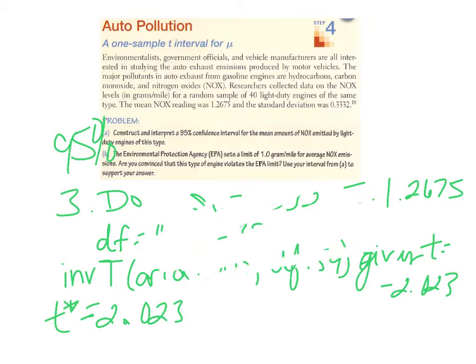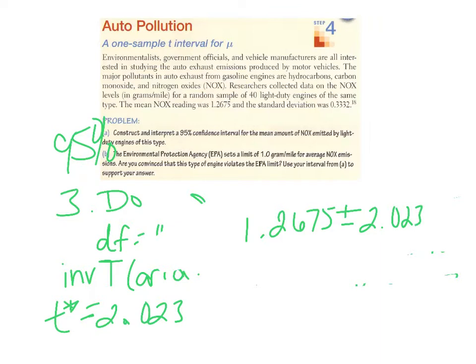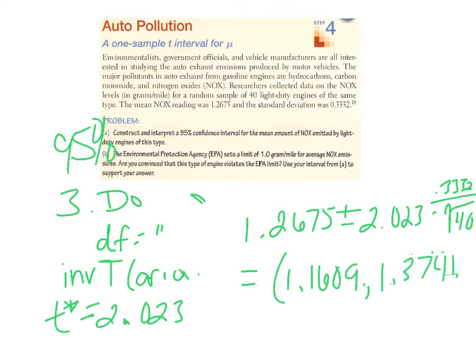So when I plug that into my formulas, let me give myself some space to do that. Okay, here we go. So when I plug that into my formula, I get my statistic, which is 1.2675, plus or minus my critical value, 2.023, times my standard deviation of the sample over the square root of my sample size, over the square root of 40. And when I solve all that, I get an interval of 1.1609 to 1.3741. Okay, so there's all my work for this.